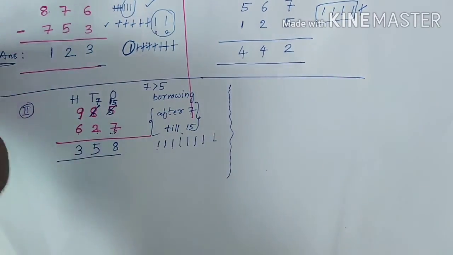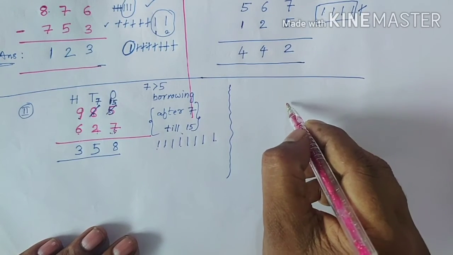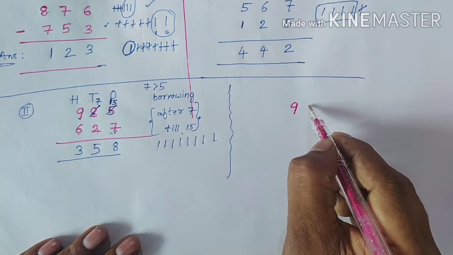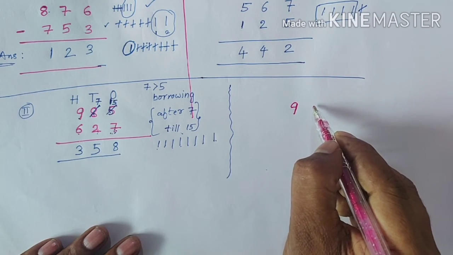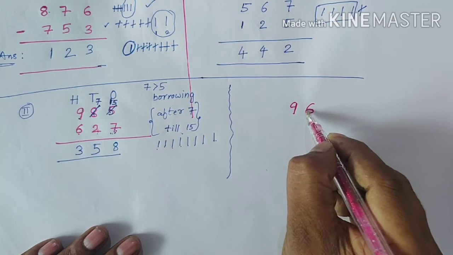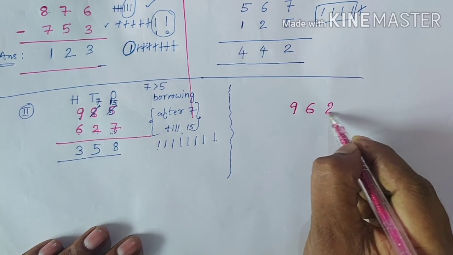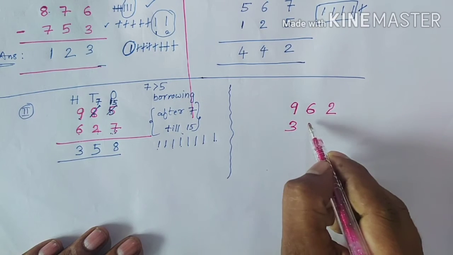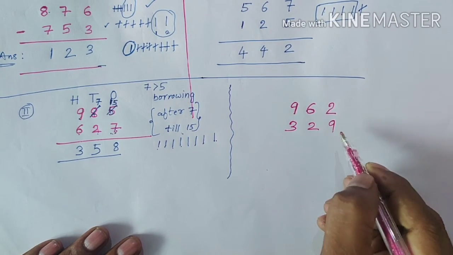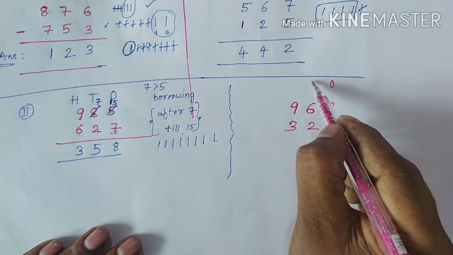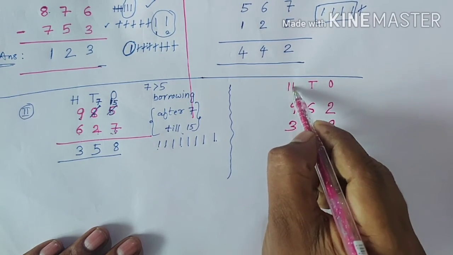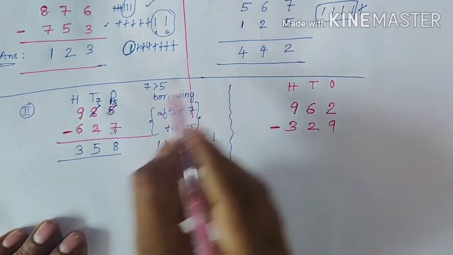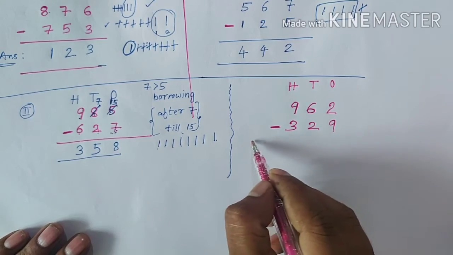Now take another number: 962, and you have to subtract 329. This is the ones place, the tens place, and this is the hundreds place, right? Since you are subtracting, always write minus and draw a line.